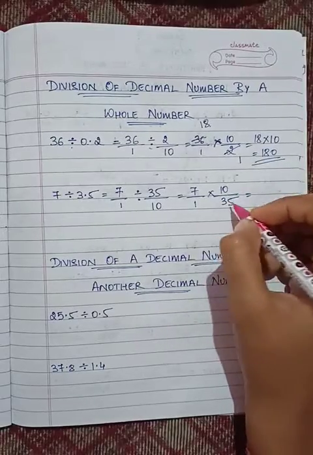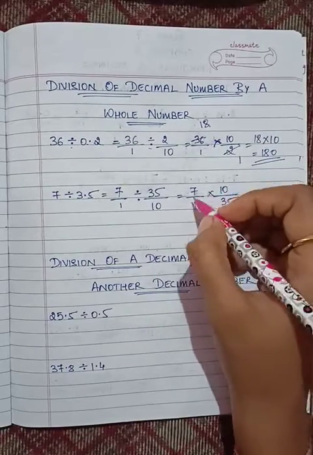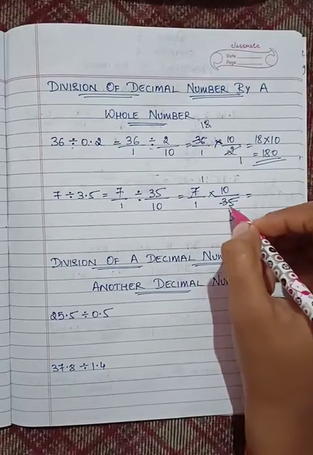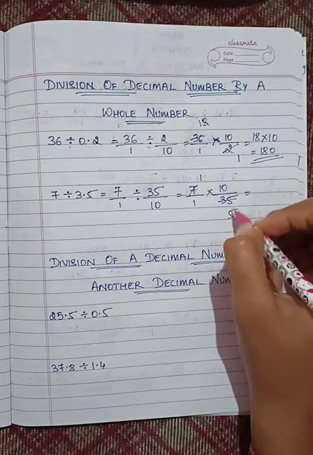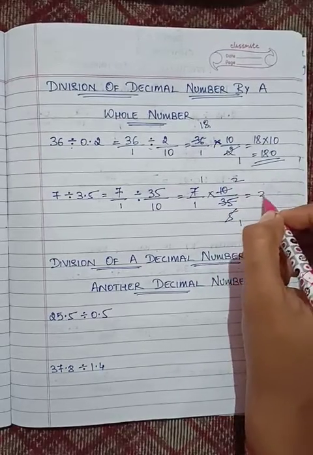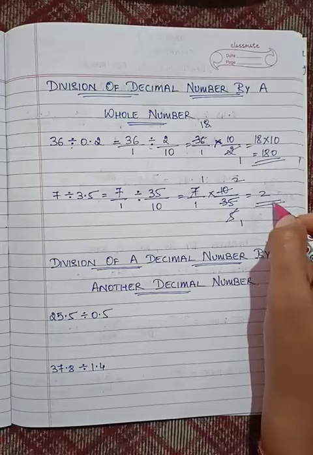Let me check out whether there are chances for cross multiplication. Yes, 7 ones are 7, 5 7s are 35. So again, I can do it here. The multiplication 5 1s are 5, 2s are 10. So I arrive at 2. This is my answer.